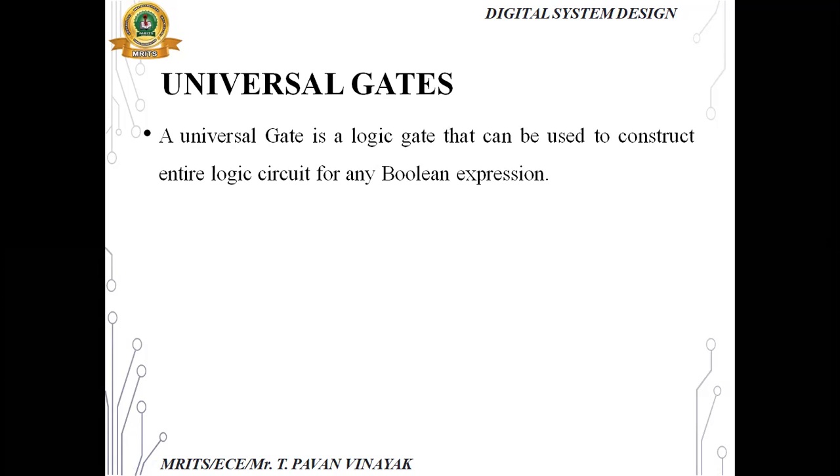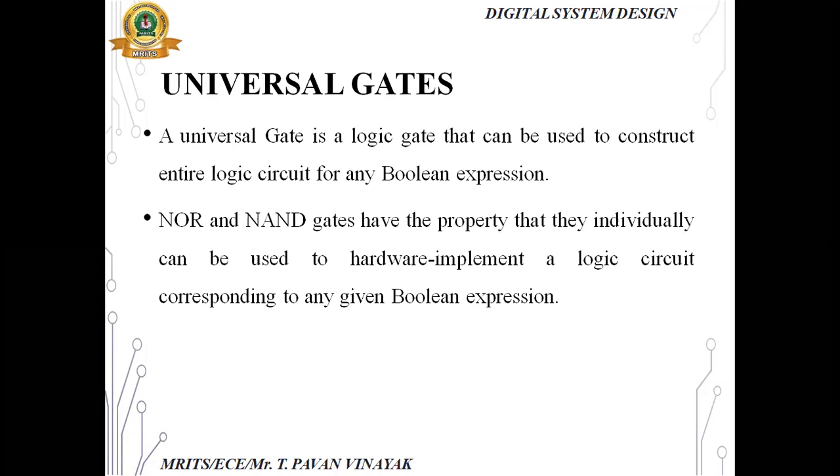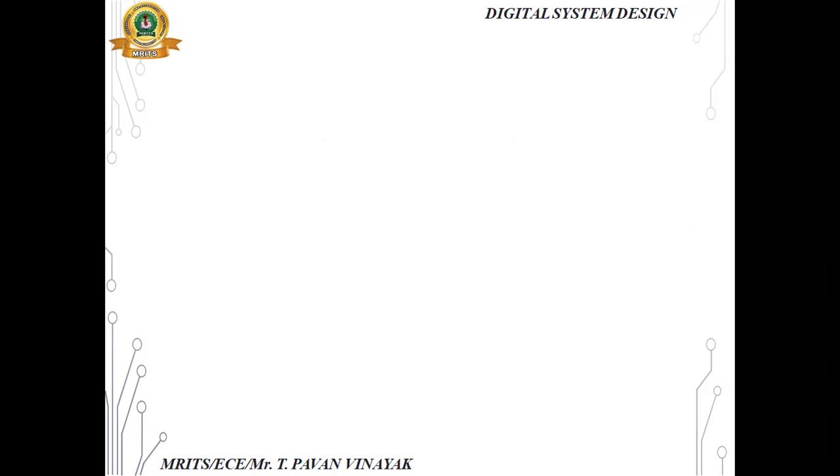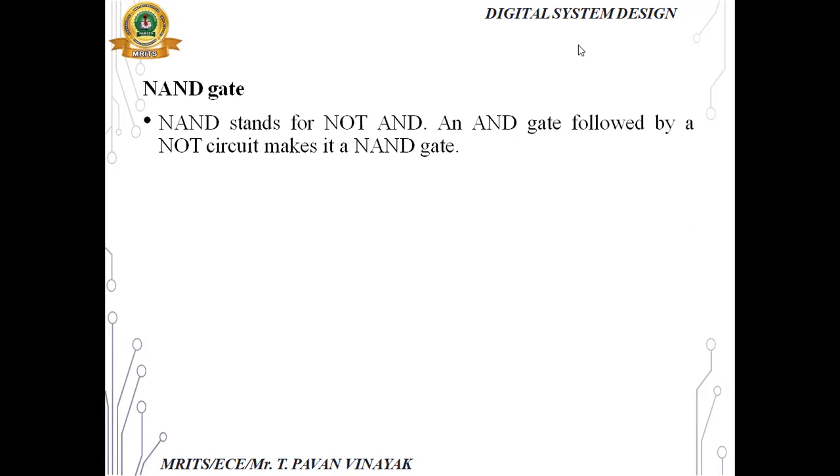What are those gates? Those are NOR and NAND gates. Okay. So what is NOR gate? What is NAND gate? Let us see it. First, NAND gate. NAND gate stands for NOT AND, means complement of the AND gate. Okay. It is a complement of AND gate. Means complement of AND operation.